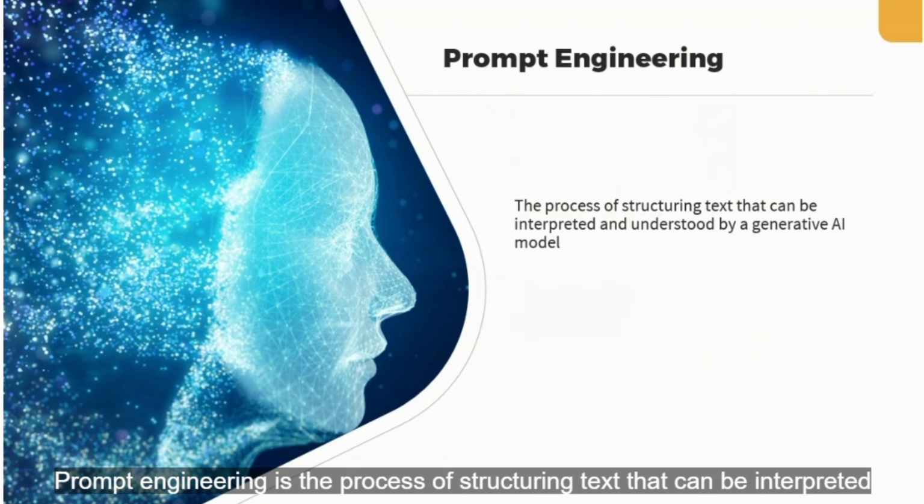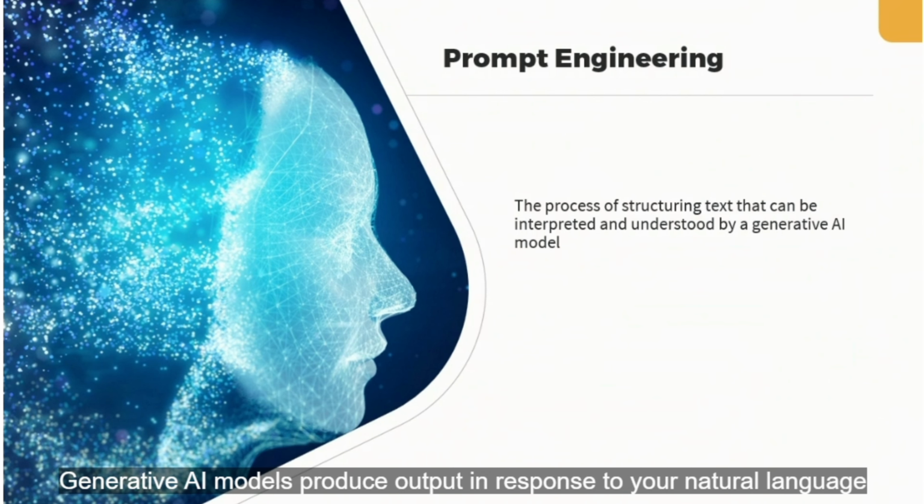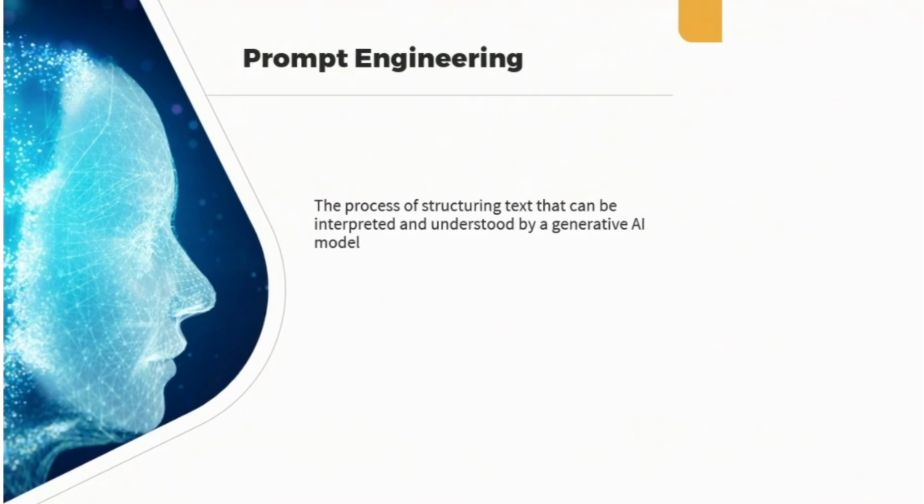Prompt engineering is the process of structuring text that can be interpreted and understood by a generative AI model. Generative AI models produce output in response to your natural language queries, and getting the most relevant and useful output from the model is a skill that needs to be mastered by anyone working with these models. This skill is something that we refer to as prompt engineering.